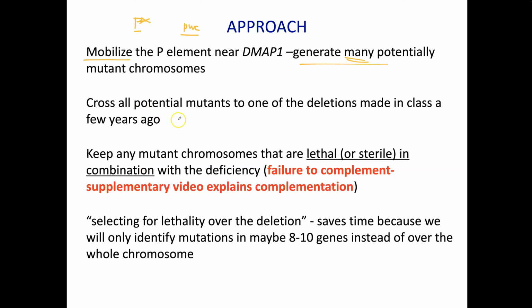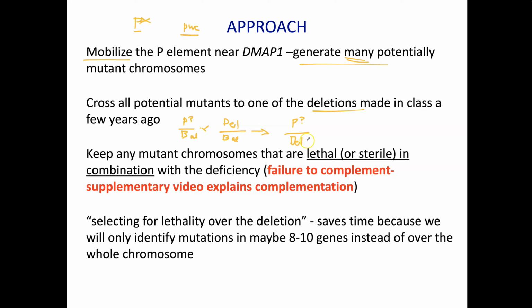And then we cross individuals that have maybe that insert over a balancer to one of the deletions we made in the class. The deletion is missing about 10 chromosomes. I'll show you about that in a minute. So we've got the P insert over a balancer, and we're crossing it to flies that have the deletion over the balancer. And then we're going to ask, can we get flies that have this P insert in combination with the deletion?